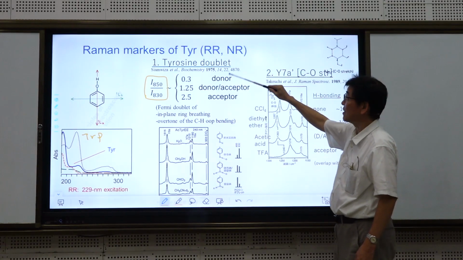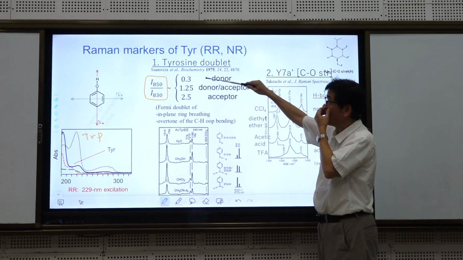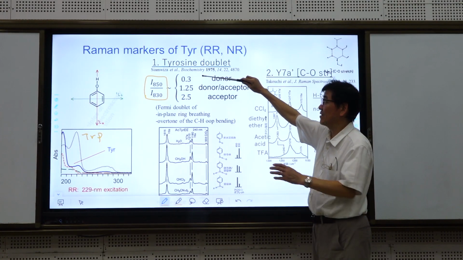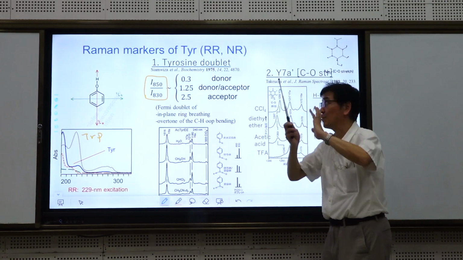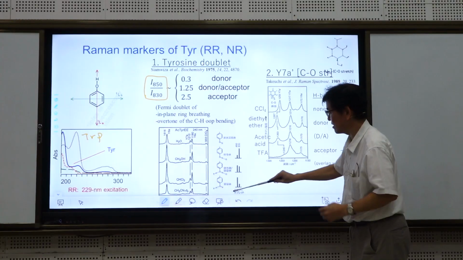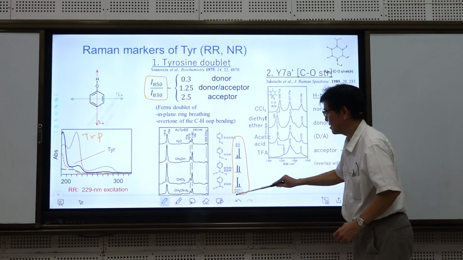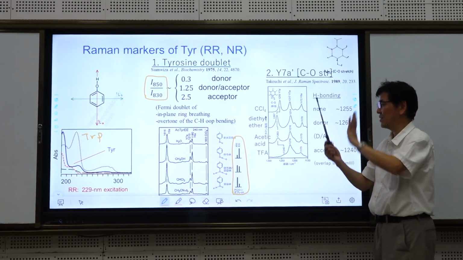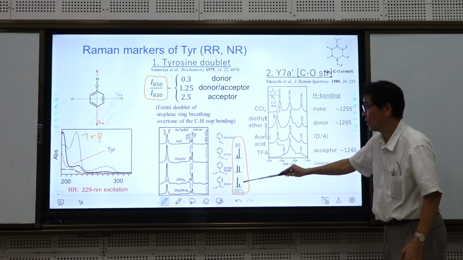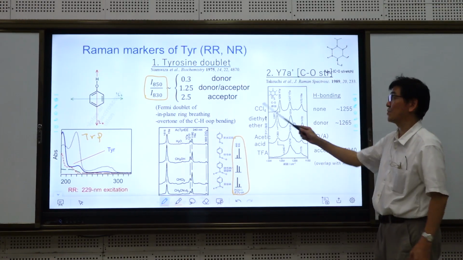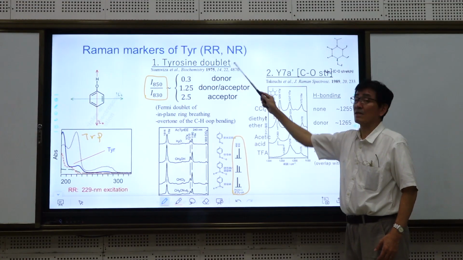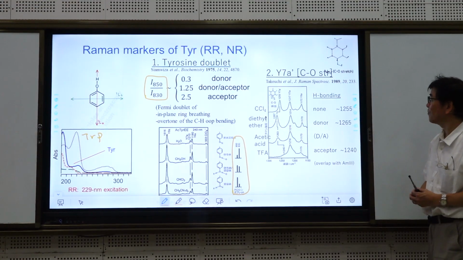So depending on the status of the OH bond, whether it serves as the donor of the hydrogen bond or the acceptor of the hydrogen bond, the intensity ratio changes. This is a typical intensity ratio. Either the lower side is stronger or the higher side is stronger. It depends on the status of the hydrogen bonding of the tyrosine side chain.